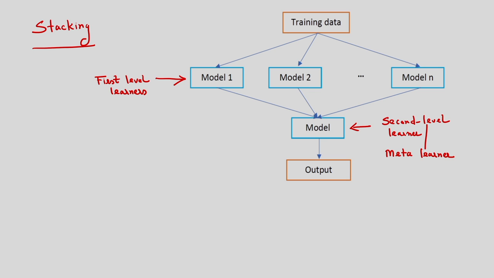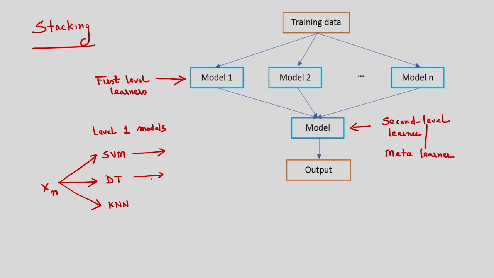The problem is the same, that is email detection, spam and non-spam. Suppose I have the training data set, and I am considering the classifiers, suppose the support vector machine, decision tree, and maybe we can consider the k nearest neighbor classifier. These are level one models. And the outputs of these models I am considering.